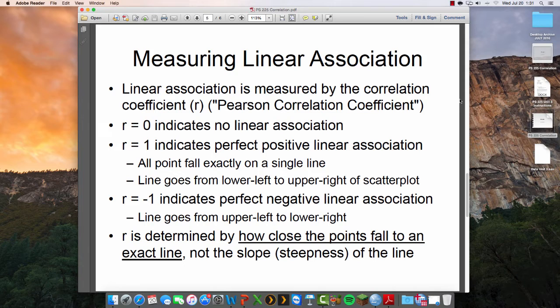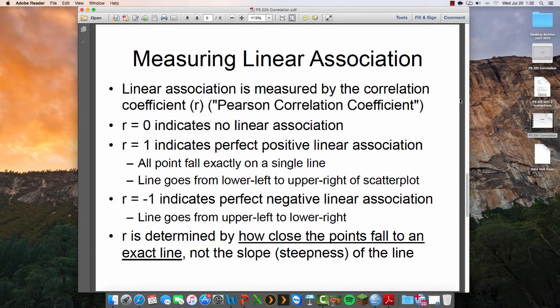In the case where we have a +1, it indicates perfect positive linear association. That means that all points fall exactly along a single line, and that line goes from the lower left to the upper right of the scatter plot. -1 indicates perfect negative linear association. In that case, the line goes from the upper left to the lower right of the scatter plot, with all of the points falling perfectly on a line.